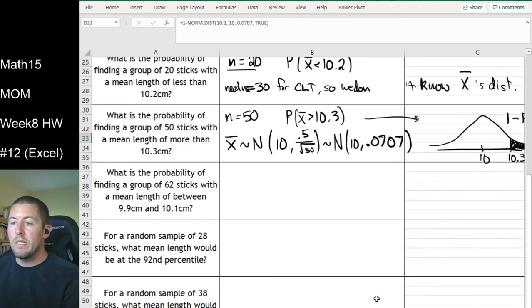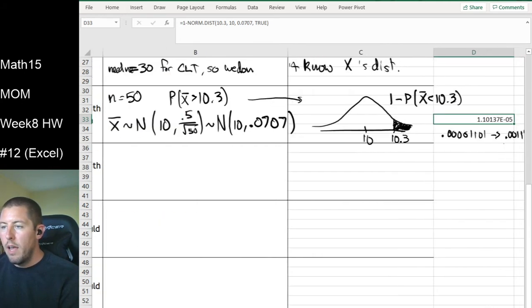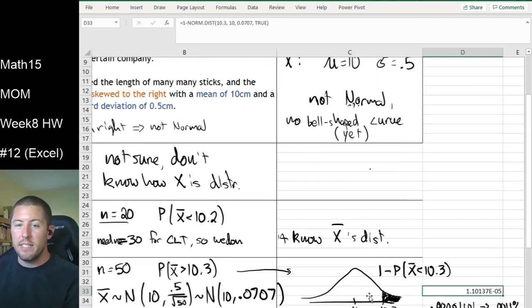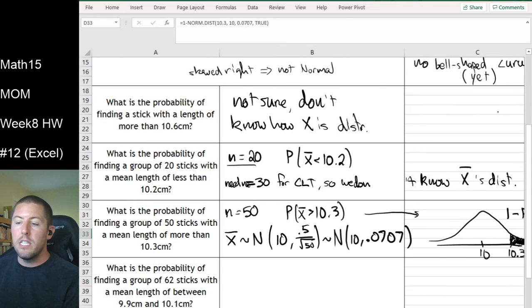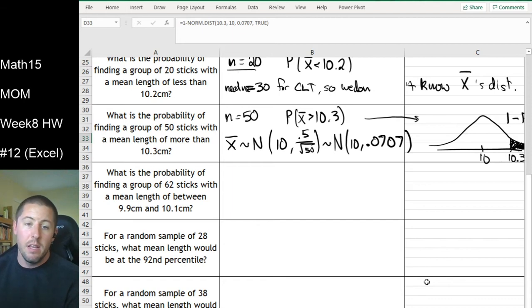So for our next question here, what is the probability of finding a group of 62 sticks with a mean length between 9.9 and 10.1? On the one hand, you can think of 9.9 and 10.1 as both being very close to average. They're both only about a fifth of a standard deviation away for an individual. But when we take groups of 62 sticks at a time, it's going to be really hard for those 62 sticks to break away from that average, that expected value of 10. So I'm expecting most all groups of 62 to be within 9.9 and 10.1 here. So again, I'm seeing that n is 62.